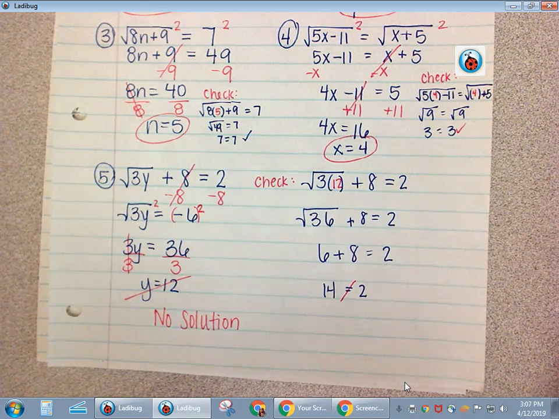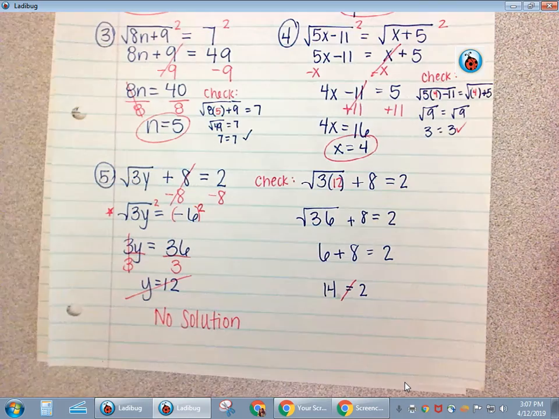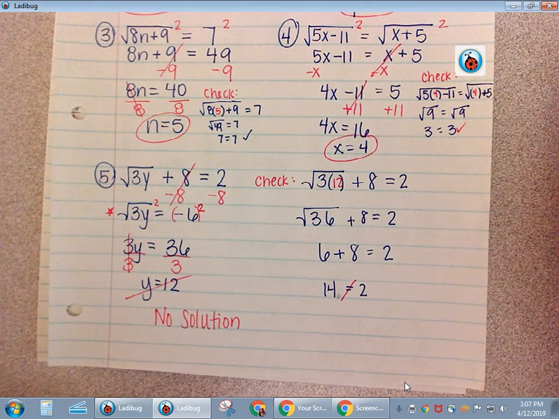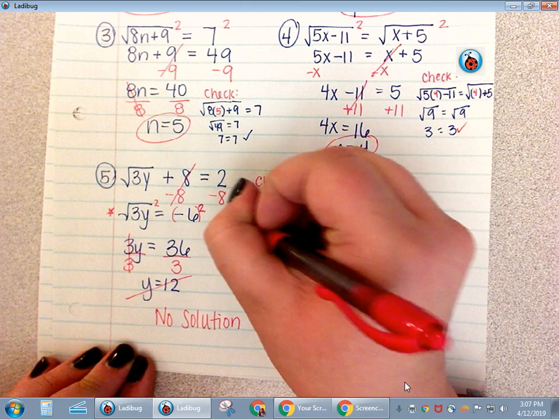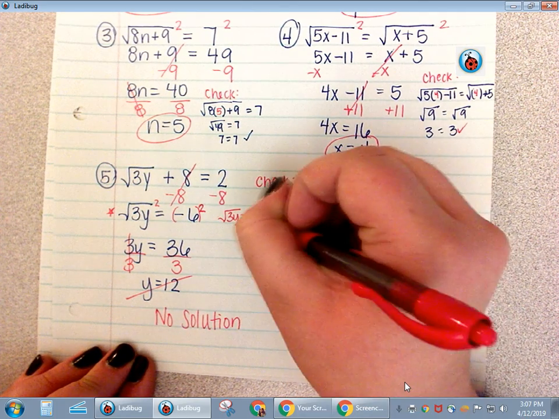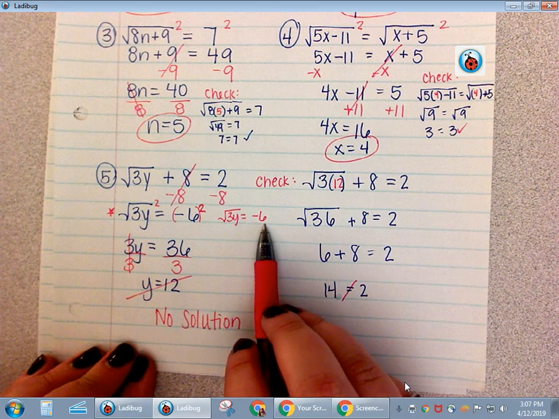I want to go back, though, and point out, way back up here in this step, we could have stopped there and noticed it was no solution, but I wanted to work it fully out to show you. So in this step, let me rewrite it without my work around it. It said 3y equals negative 6. Notice it's the square root of something equals a negative.